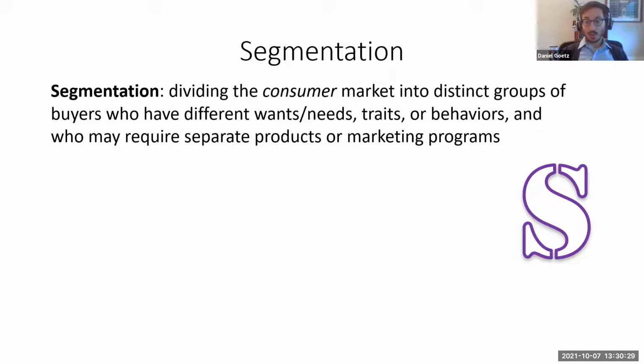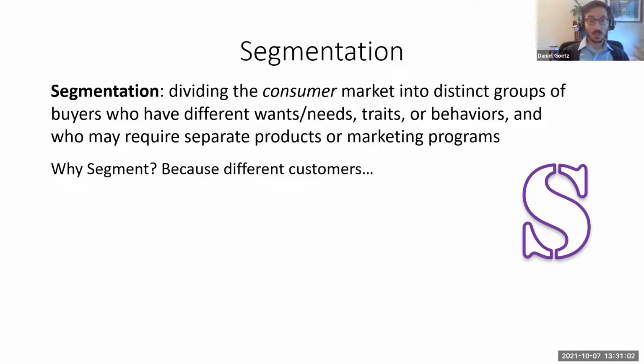So segmentation, to reiterate, we're dividing the consumer market into distinct groups of buyers who have different wants or needs. Maybe they have different traits or behaviors, and who might require separate products or separate marketing programs. So different sets of 4Ps to serve them best. And like I said, we're dividing the consumer market, so we're focusing on potential buyers of our product, not on competing suppliers.